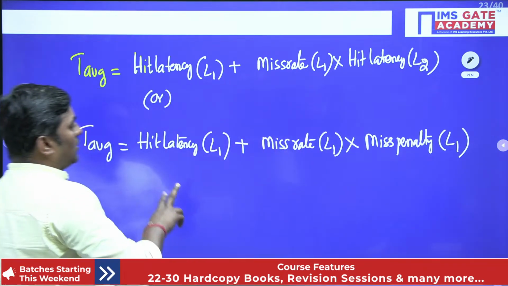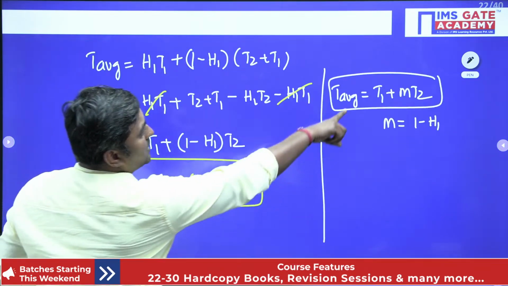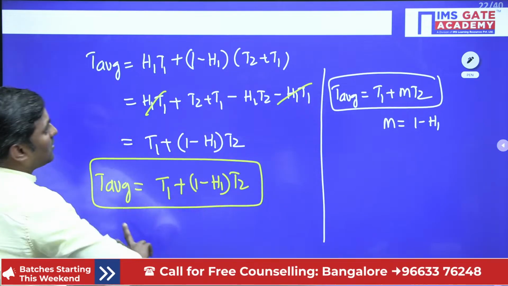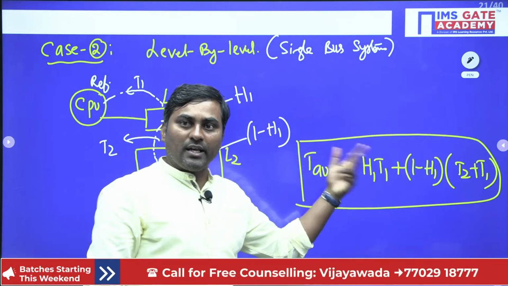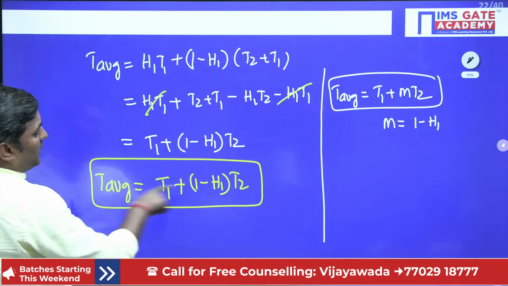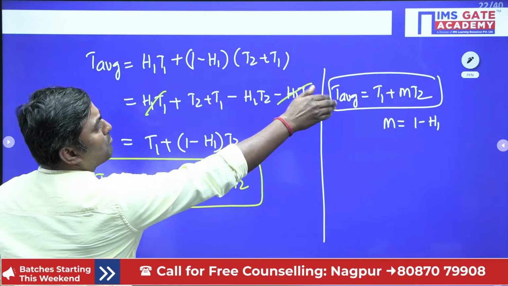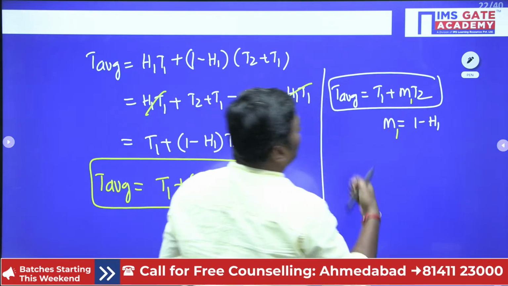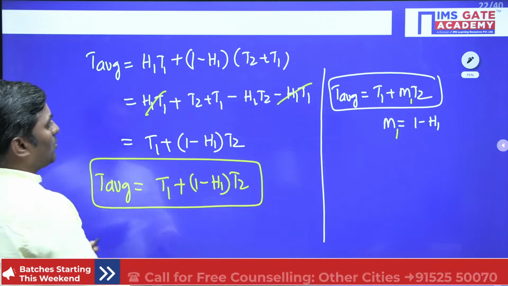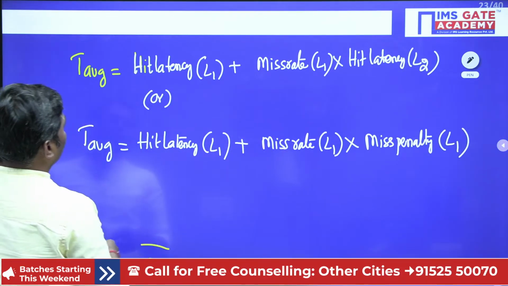Okay, so this can be written in different ways. This is what we got. Then I rewrite it by simplifying: T1 plus (1 minus H1) T2 we got, or simply T1 plus M1 times T2, where M1 means the miss rate of L1. Or in verbal terms also we can write it. So this is the thing.